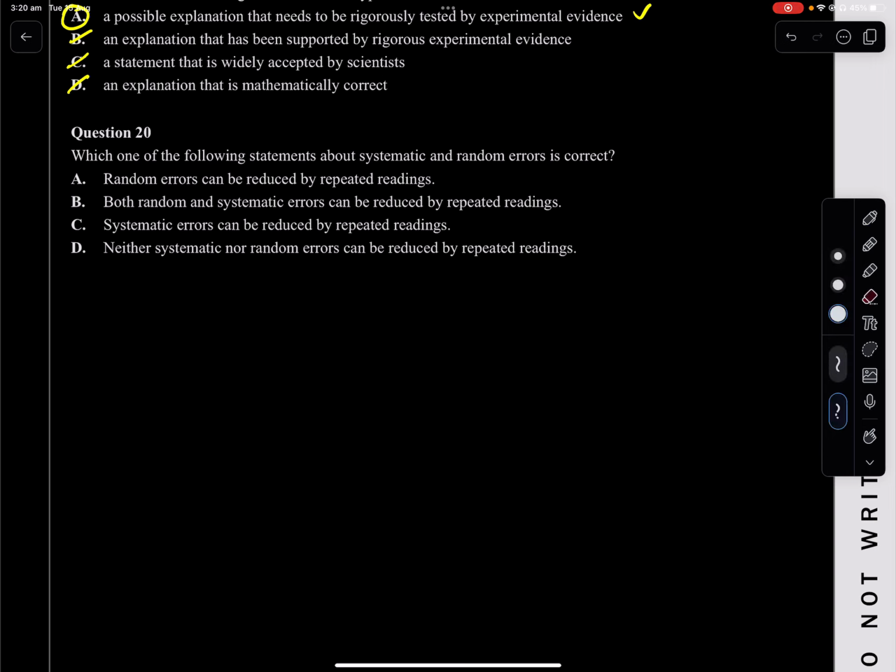So, random errors can be reduced by repeating an experiment. Absolutely, yes. If you repeat an experiment, your mean value becomes closer to the real value. So that's true. Both random and systematic errors can be reduced by repeated readings. No, systematic errors cannot be reduced by repeating readings. Remember, systematic is something wrong with the calibration of the machine. So B is wrong. Systematic errors can be reduced by repeated readings. Nope. Neither systematic nor random errors can be reduced. D is also wrong. So A is your answer for that one.